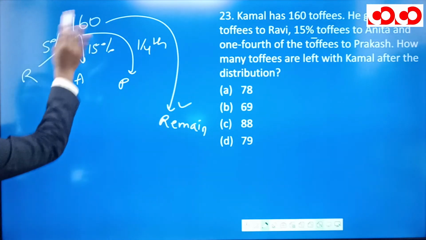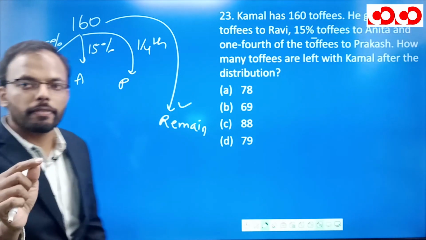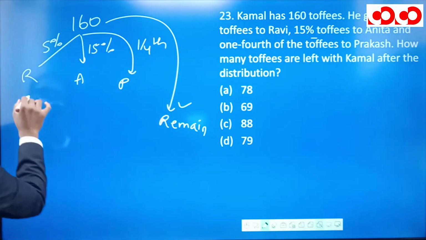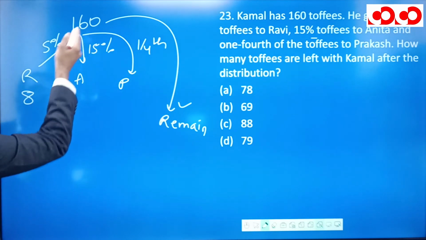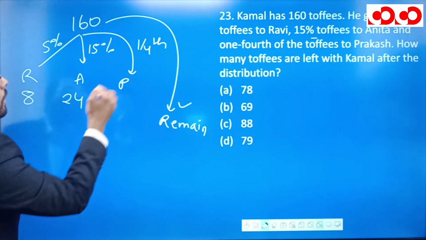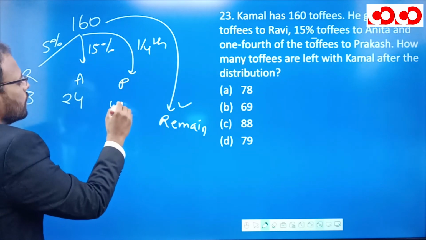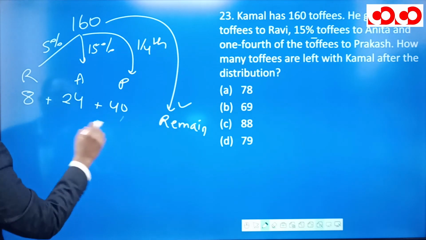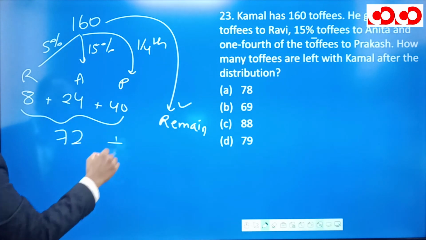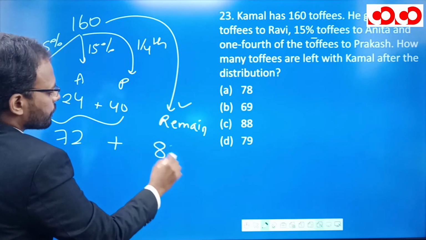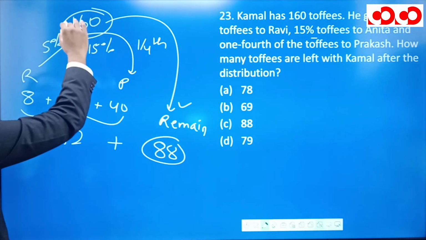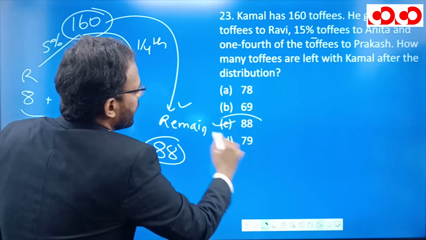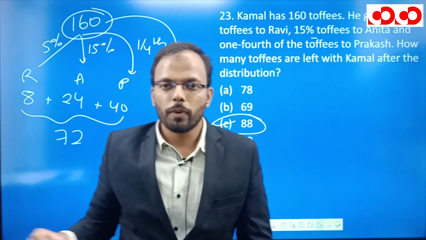So for the 5% of 160, see, if it was 10% of 160, it would have been 16. Now it is 5%, so it will be 8. So 15% will be 16 plus 8, which is 24. 1/4 of 160 is 40. If I add all of these, 8 plus 24 is 32, plus 40, the total is 72. Out of 160 we have given 72, so the remaining is going to be 88. Very easy question again. Let's move on to the next question.